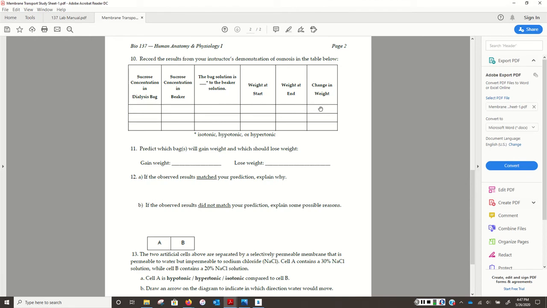Why did it gain 4? Because the solute in the bag was higher than the solute in the beaker. The bag sucked water in. The solutes in the bag sucked, pulling water into the bag.